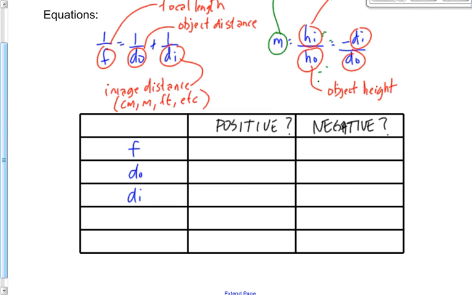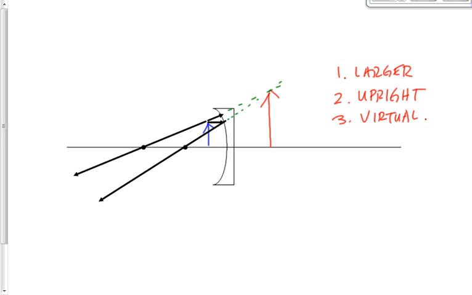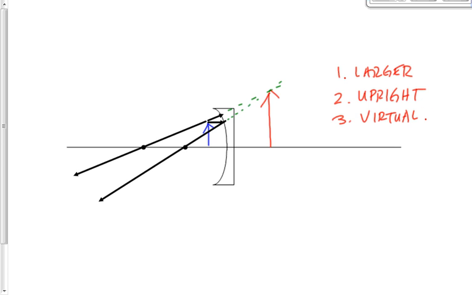F is going to be a positive number whenever we have a real focal point. And it's going to be a negative number whenever we have a virtual focal point. What does that mean? A real focal point, a virtual focal point. Let me go back to my ray diagrams. Diagram 1, diagram 2. Tell me which one you think has a real focal point. Diagram 1 or diagram 2?